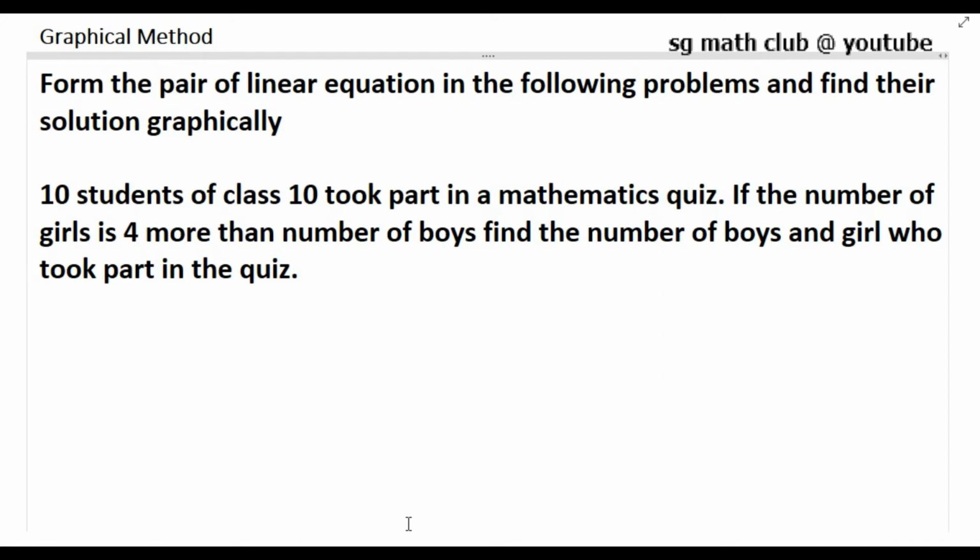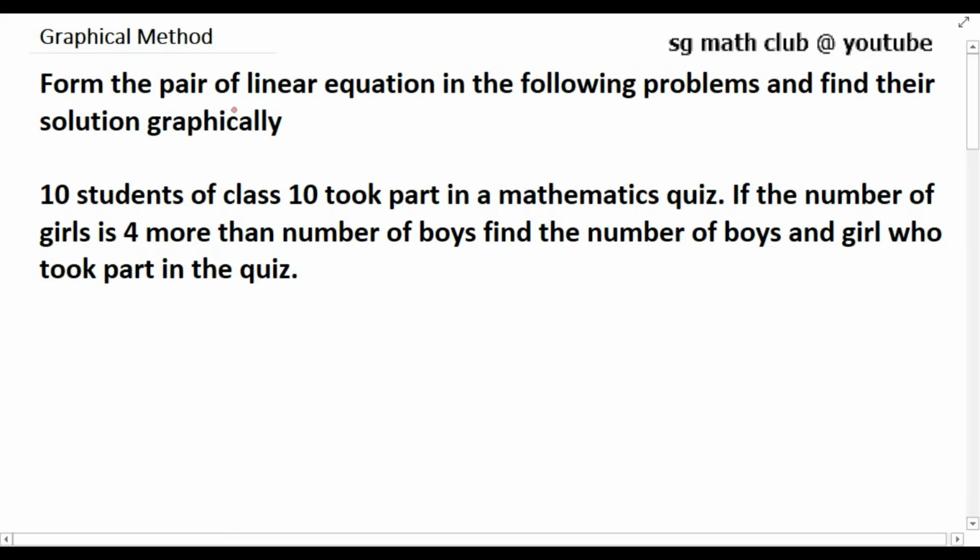So the first question goes like this: form the pair of linear equations in the following problems and find their solution graphically. 10 students of class 10 took part in a mathematics quiz. Number of girls is 4 more than number of boys. Find number of boys and girls who took part in the quiz.